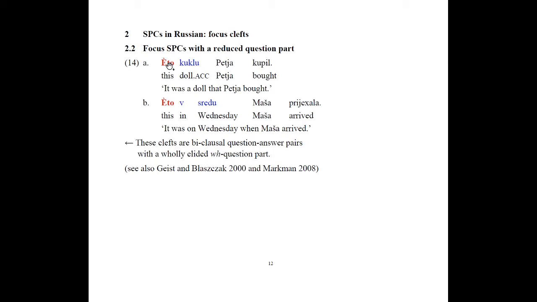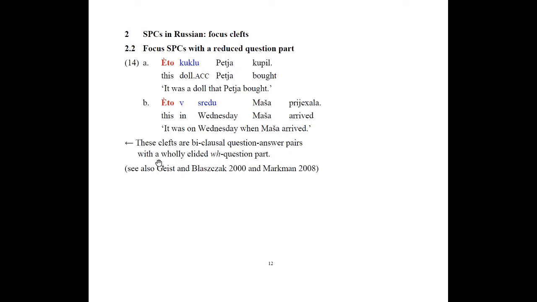demonstrative, the top head, is the leftmost element in a sentence. Nothing can precede it. There is no wh-clause in front of it, right? Then it must immediately be followed by the focused XP. Again, nothing can intervene between the two. And then we have the rest of the clause following, basically. So, for example, I can say, this doll Peter bought. The translation is, it was a doll that Peter bought, and not something else, for example.